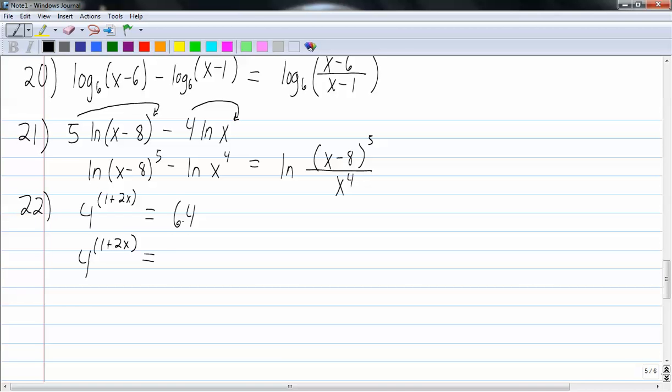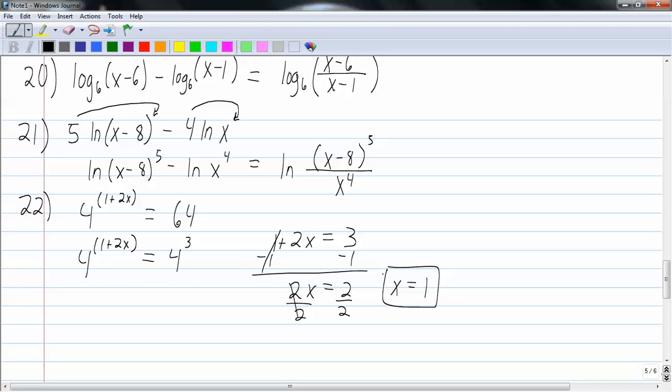Can we? Yes. 64 is 4 to the third power. 4 times 4 times 4 is 64. And so since we have the same base, what we do now is we set the exponents equal. So 1 plus 2x equals 3. All right, now solve this linear equation. Subtract 1 from both sides. So 2x equals 2. That gives us x equals 1. All right, so that's your answer. Number 22 is D, as in delta.